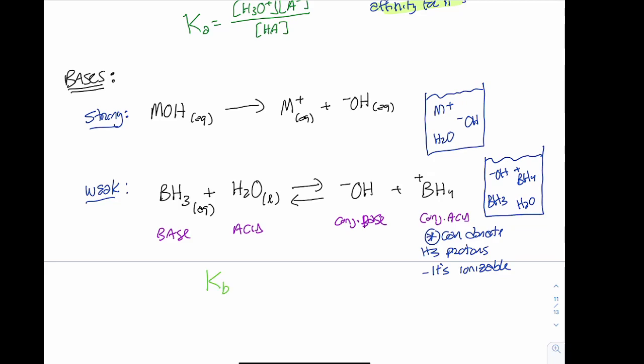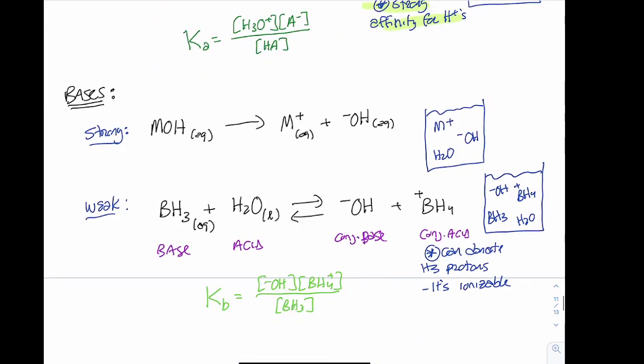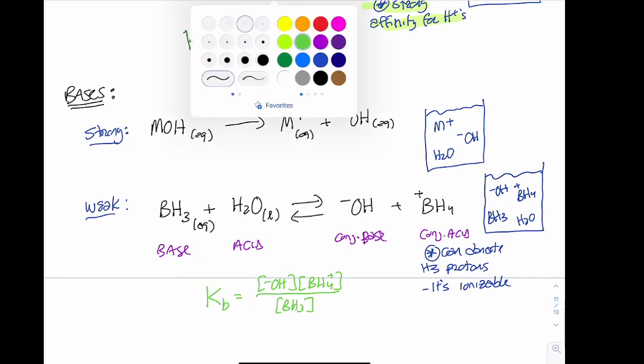I'm going to put a B for base this time. As always, concentration of products on top. Concentration of reactants on the bottom, excluding water because it's a pure liquid. The higher the value for Kb, right, the more it lies towards products, the stronger that base. And then remember that acidity and basicity are inversely related, right? The stronger the base, the weaker its conjugate acid, and vice versa.